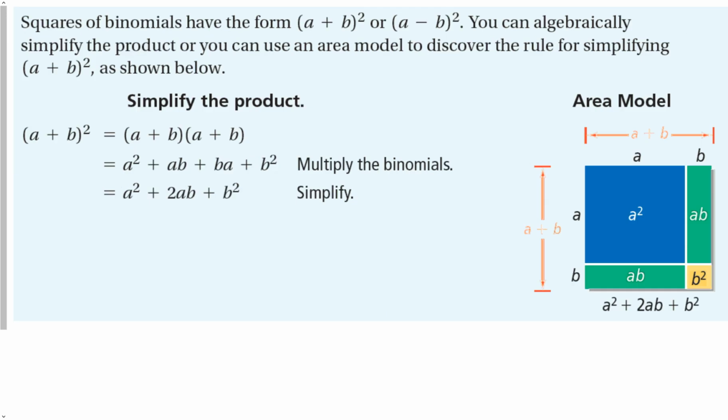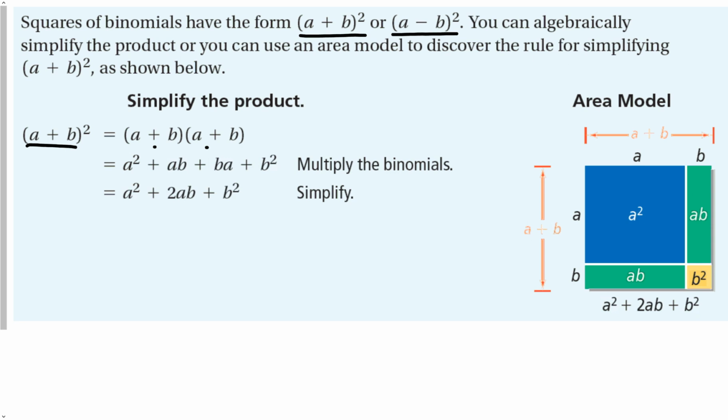So squares of binomials have the form of a plus b squared or a minus b squared. You can algebraically simplify this product, or you can use an area model to discover the rule for simplifying a plus b squared as shown below. So a plus b squared, we could separate this into a plus b times a plus b, because that's what squaring something means, right? Multiplying by itself.